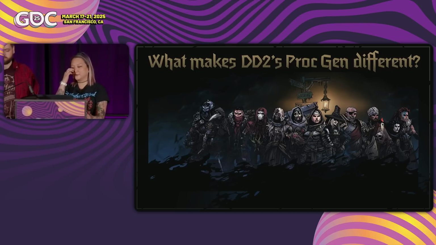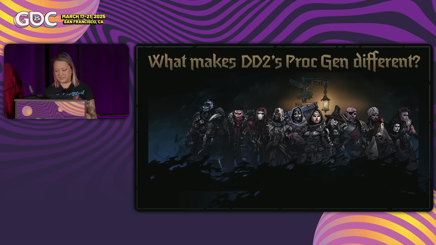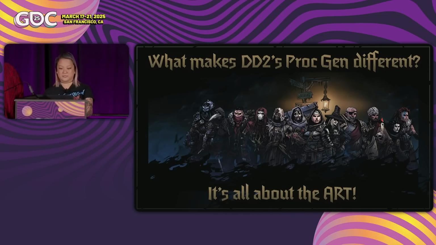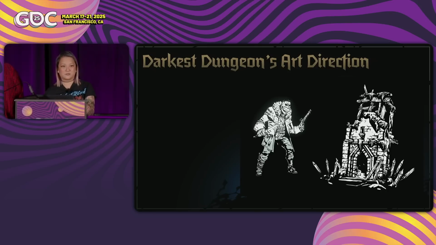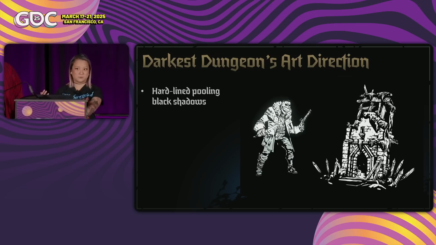So what makes DD2's procedural generation any different from all of those examples that Colin went over? And at the end of the day, it really comes down to the game's art direction. From a technical standpoint, Darkest Dungeon's art direction can be summed up in a few key points. First and foremost, when we're creating the art for Darkest Dungeon, we want to make sure that we're using a lot of hard-lined, pooling black shadows. This is us establishing the ink work pass across all of our assets, whether they're characters or environment art assets. This is the most important part of creating Darkest Dungeon themed art, because this is what establishes these assets as looking uniquely like they're from a Darkest Dungeon world.